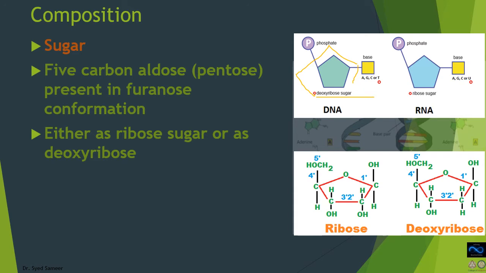The difference between the two is at carbon 2 of ribose and deoxyribose. In deoxyribose, the oxygen at carbon 2 is not present, while in ribose, carbon 2 contains the OH group, in contrast to the deoxy one, hence the name deoxy. So the nucleic acid which contains the deoxyribose type of sugar is always deoxyribonucleic acid, DNA.